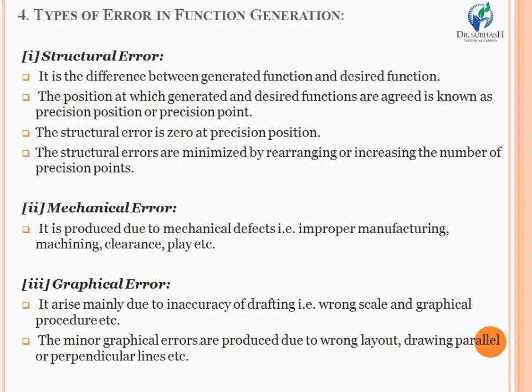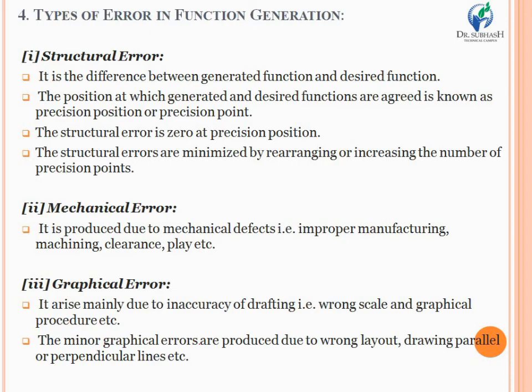The positions at which the generated function produced by the synthesized mechanism and the desired function agree are known as precision positions. Ultimately, the term precision position is the kind of agreement between the desired and the synthesized function, because we know that the desired function is never exactly achievable through a synthesized function. So there will always be a little bit of difference. If your synthesized function reaches very close to the desired function, it will be known as a precision position, or precision point.